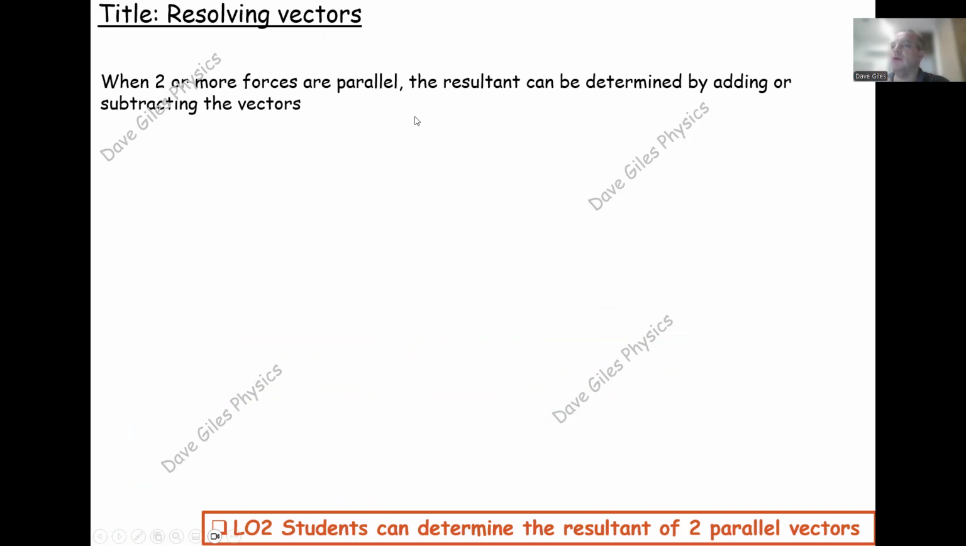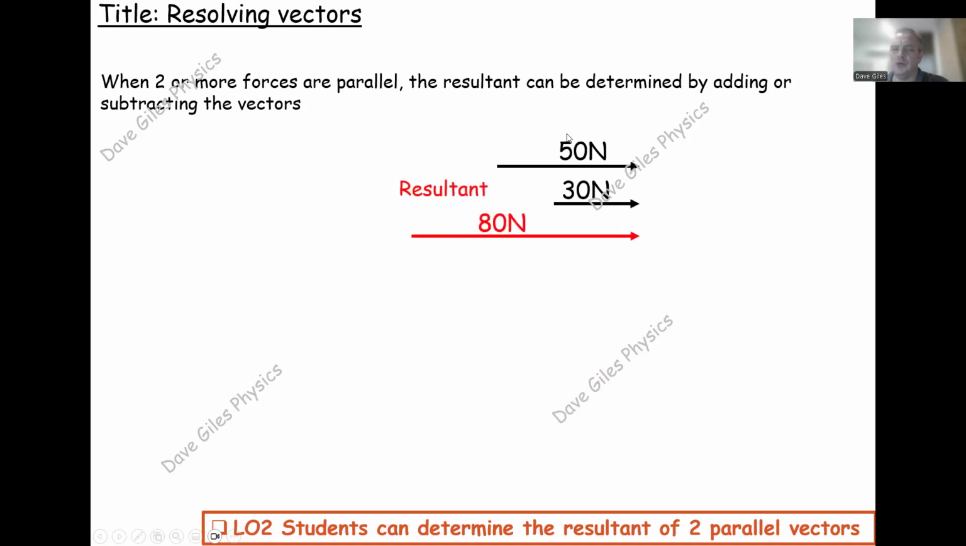So when two or more forces are parallel, the resultant can be determined by adding or subtracting the vectors. For example, 50 newtons right, 30 newtons right, just add 50 and 30, which gives me 80 newtons right. Here I've got 60 newtons down, 20 newtons up. Now this time, these are acting in the opposite direction to each other, so instead of adding them, I will subtract. So 60 minus 20 is 40 newtons down.